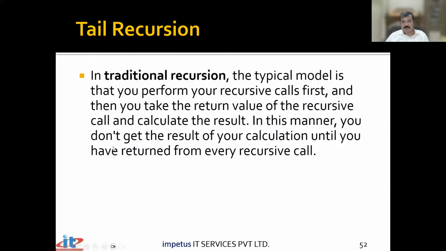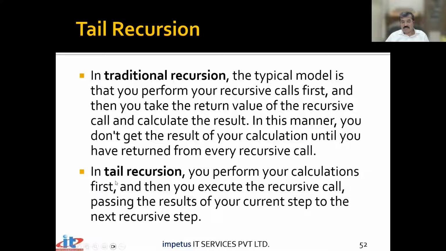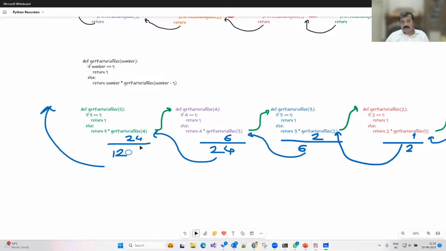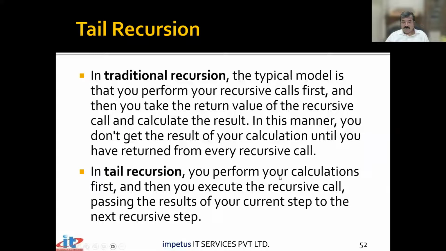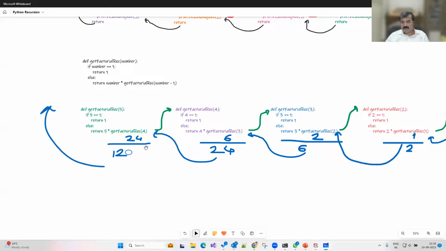That's the problem. In tail recursion, you perform your calculation first and then you execute the recursive call. Here, the recursive call is done within the calculation. Here, the calculation cannot be completed unless the recursive function returns. In tail recursion, you perform your calculation first and then you execute the recursive call. That means, is this whiteboard visible?